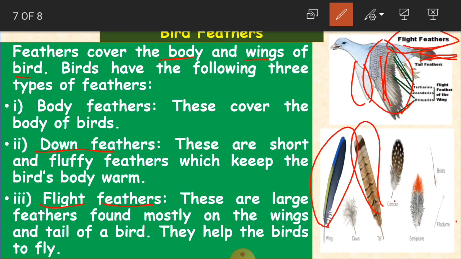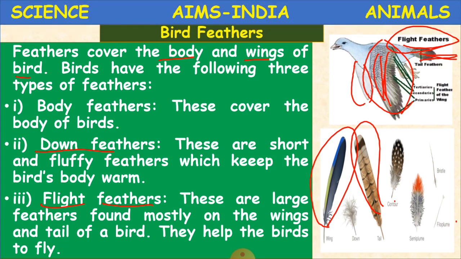As we said, flight means aeroplane, which flies high in the sky. So why we call them flight feathers is because they are on the wings and the tail of a bird and they help the birds to fly. We call them flight feathers. Okay, children? Clear? So hope you have understood.